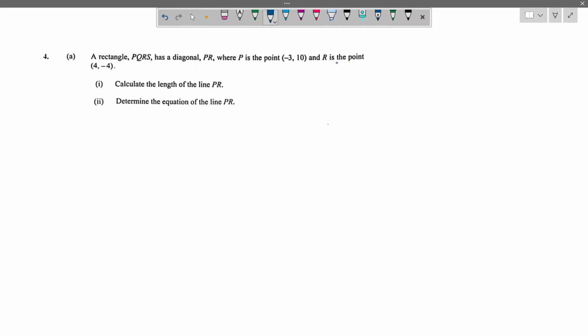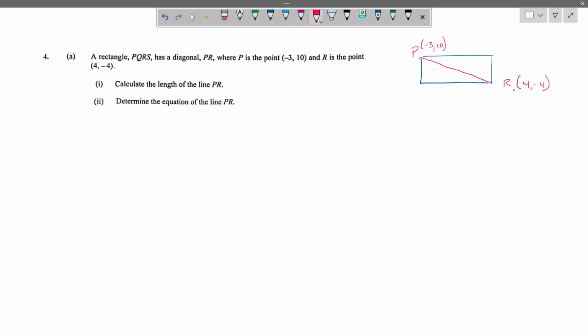So think about a rectangle. This is what a rectangle would look like, and there's a diagonal line going across like this. One point is the point P, and this point is the point R, right? So the point P is (-3, 10), and the point R is the point (4, -4).